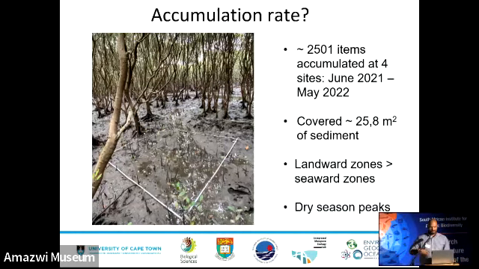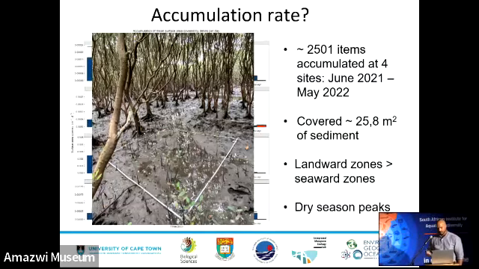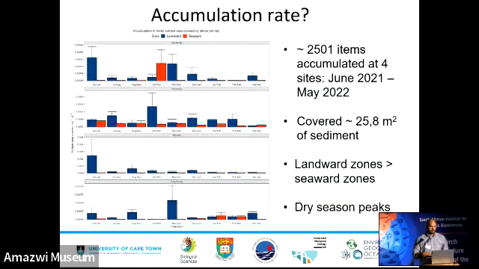And then we found similar trends to what our initial monitoring study told us. The landward zones is definitely a sink, and the landward zones is definitely accumulating more plastic than the seaward zones. We also noticed that there's a dry season peak in terms of how fast it's accumulating in these mangroves. So this just provides a little bit more evidence in saying that the northerly winds brings most of the debris into the mangrove.